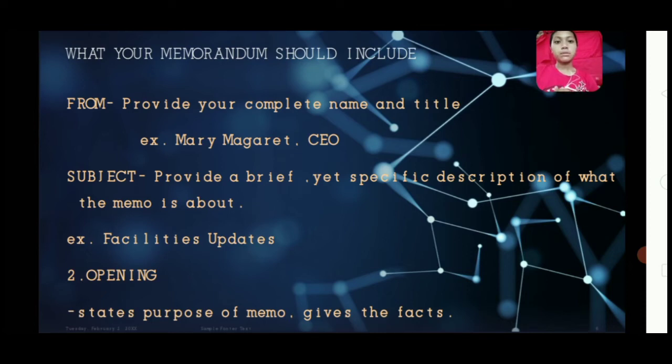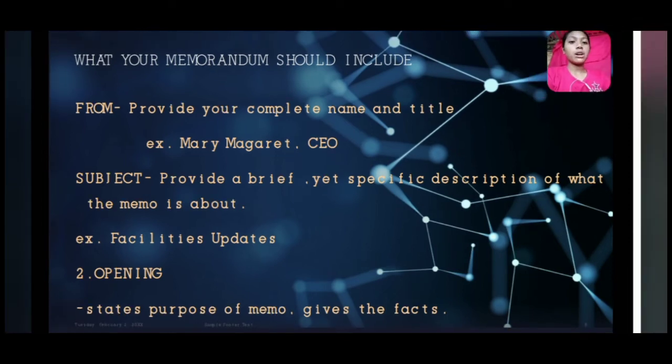Let's now move on to subject. Provide a brief yet specific description of what the memo is about. In short, the subject is the topic or the title of your memo. For example, facilities update. So your memo is all about facilities update. Remember that all heading labels should be in all caps followed by a colon.